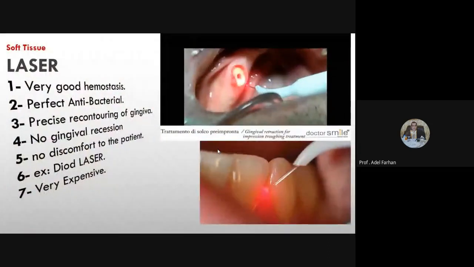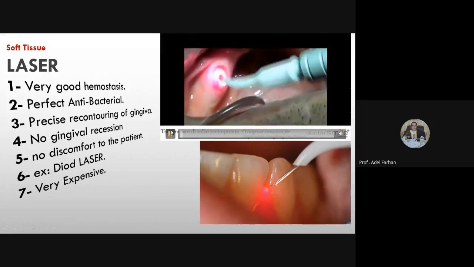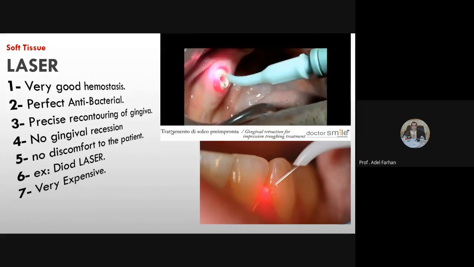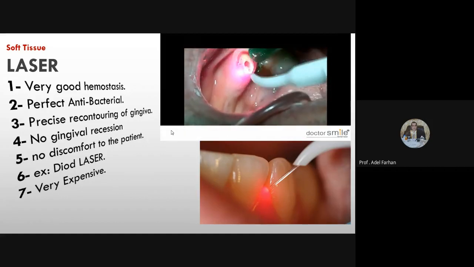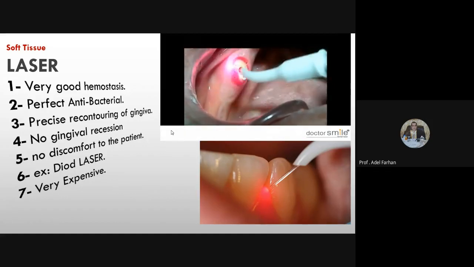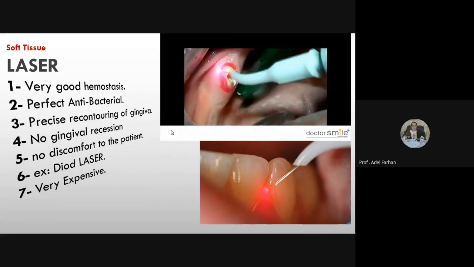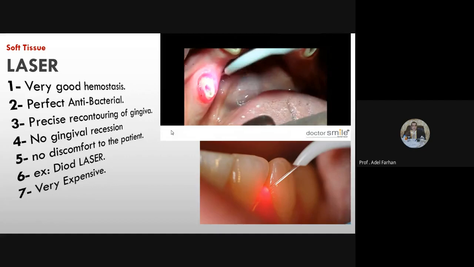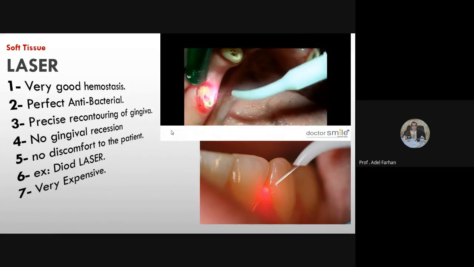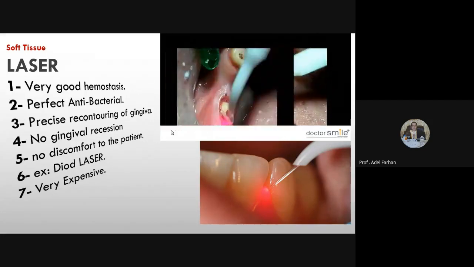The last thing we have is the use of soft laser. Soft laser can be used. It gives very good hemostasis, as we see in the film. Perfect antibacterial effect, precise recontouring of the gingiva, no gingival recession, and no discomfort for the patient. An example of a laser that is used is the diode laser. But the main disadvantage of this technique is that it is very expensive, because laser devices are very expensive.